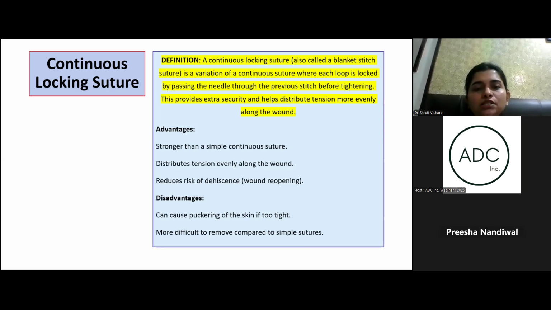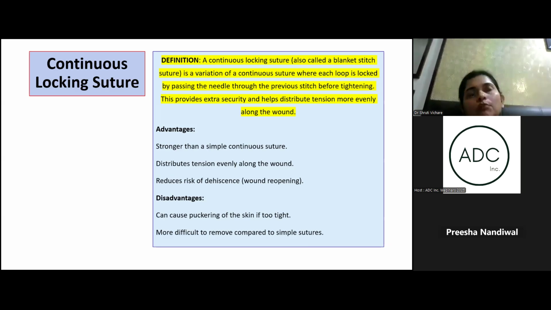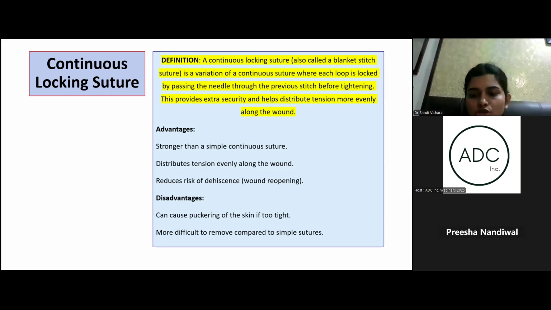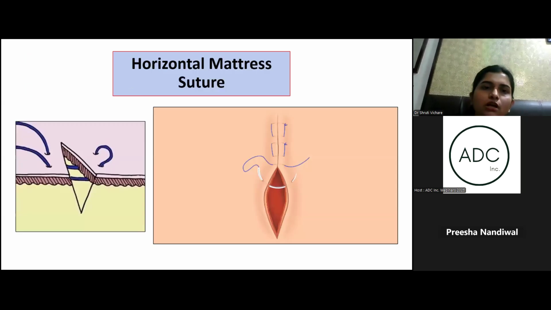Although the disadvantages would be they can cause puckering of the skin if it is too tight, and it is a little difficult to remove. When you talk about suture removal, it becomes a little difficult to remove these sutures because you have this locking thing and all involved.